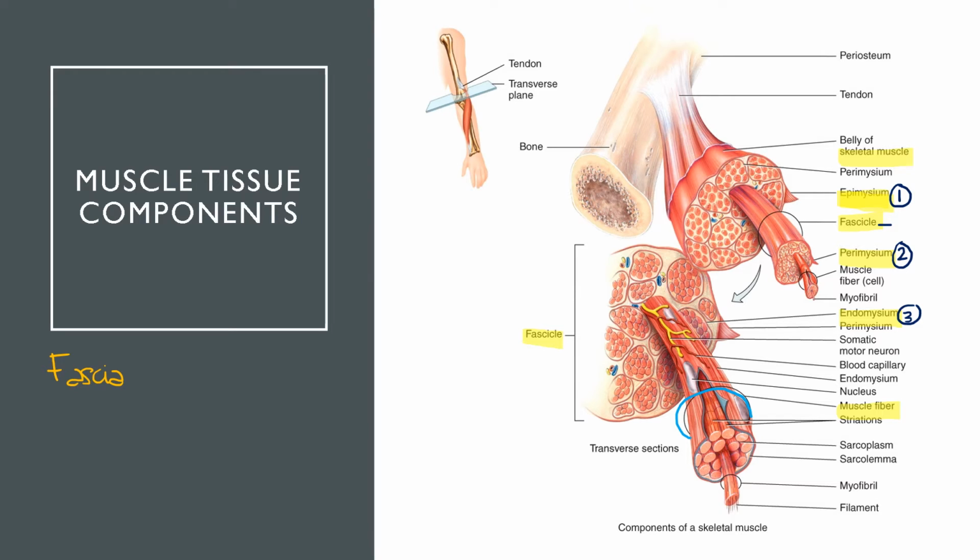Now, all 3 of these layers are continuous with the connective tissue that attaches skeletal muscle to other structures like bone or other tissues like another muscle. Now they can extend beyond the muscle fibers to form a rope-like tendon that attaches the muscle to the periosteum of the bone. So a tendon is going to be continuous with the epimysium and the perimysium and the endomysium.